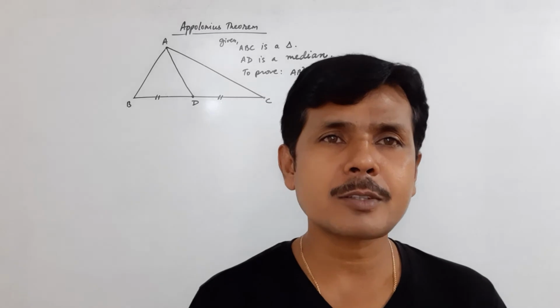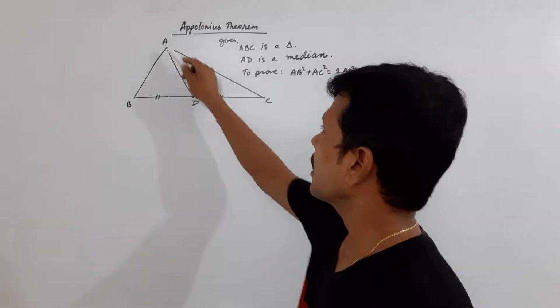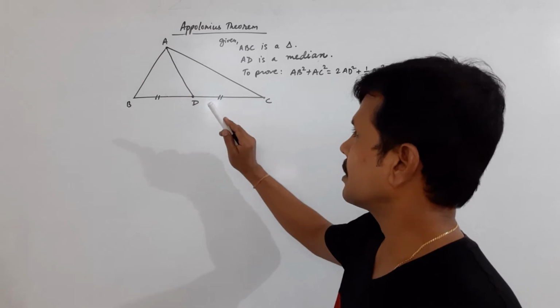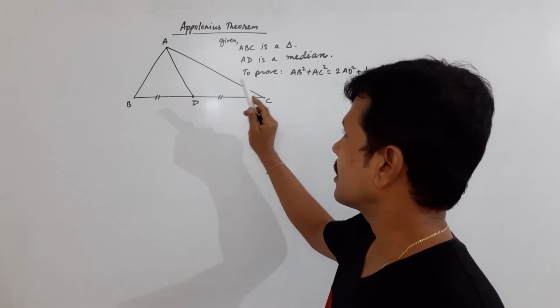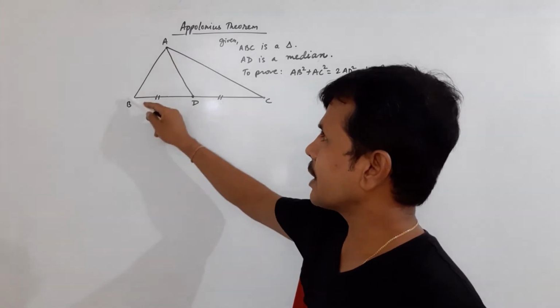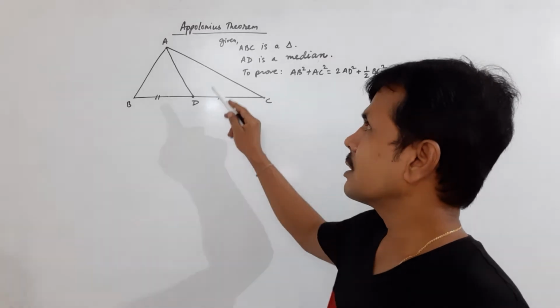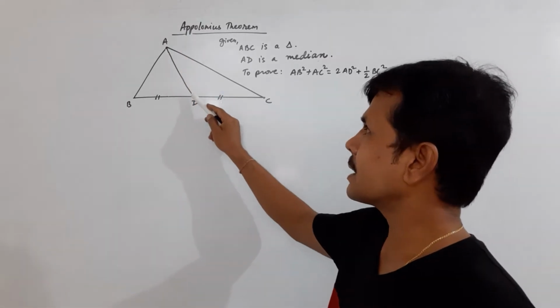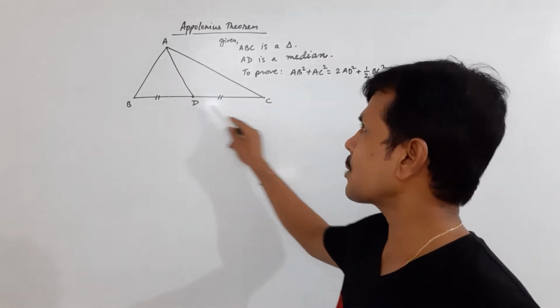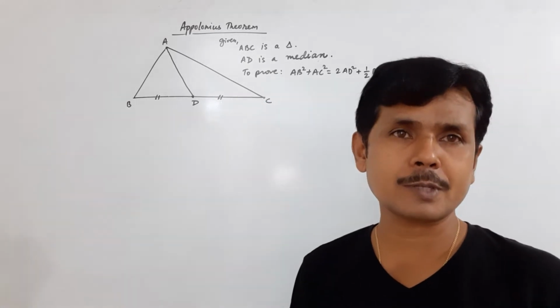Now what is Apollonius theorem? In a triangle ABC, AD is a median. Therefore, the sum of the squares of AB and AC is equal to twice the square of the median plus half the square of the third side, that is BC square, and we need to prove it.